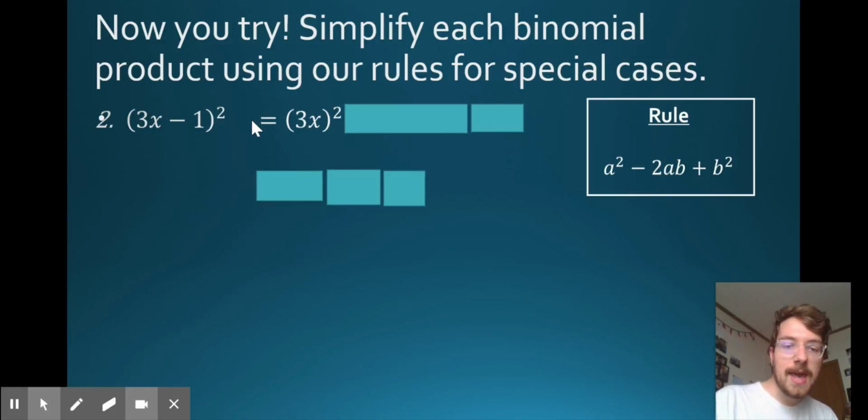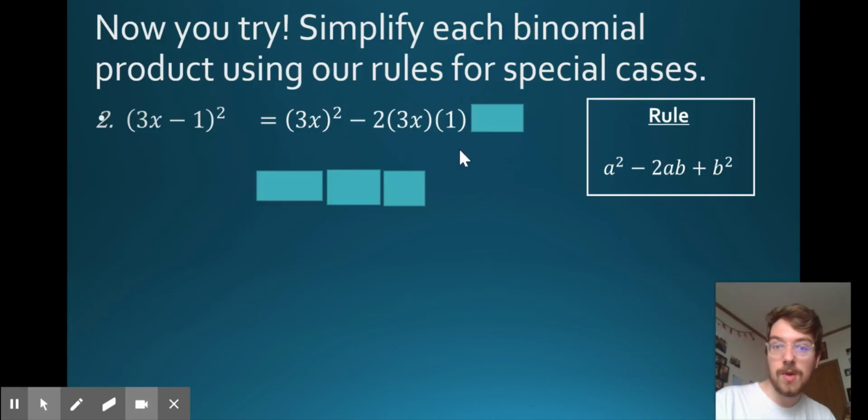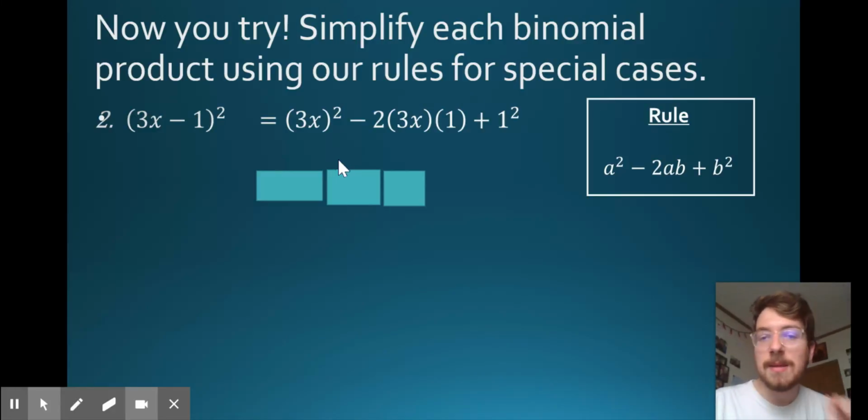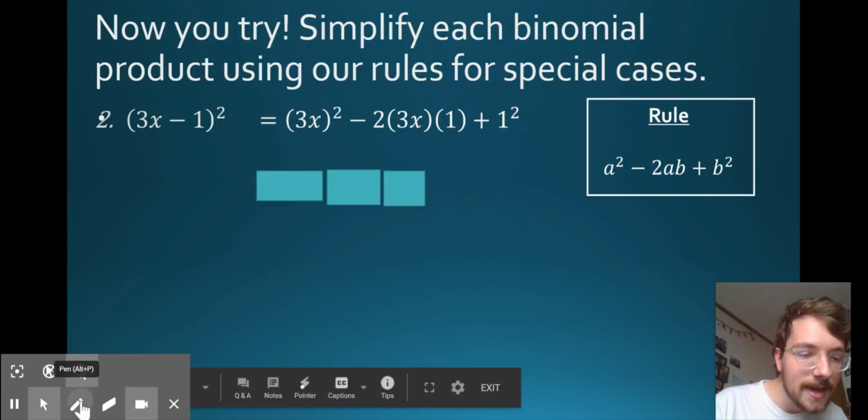In the middle, I've got 2 times 3x times 1, and it's going to be minus, so keep that minus in there. So I've got minus 2 times 3x times 1. And at the end, I want to square my b, which, well, this should have been a -1, which is my bad, but it'll end up being positive anyway. That should be a negative right there.